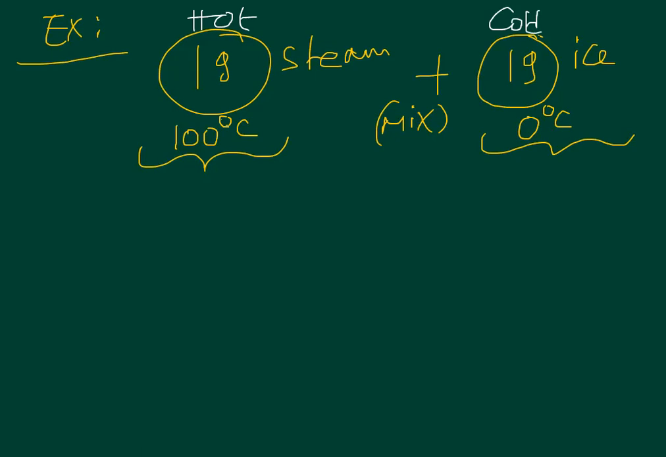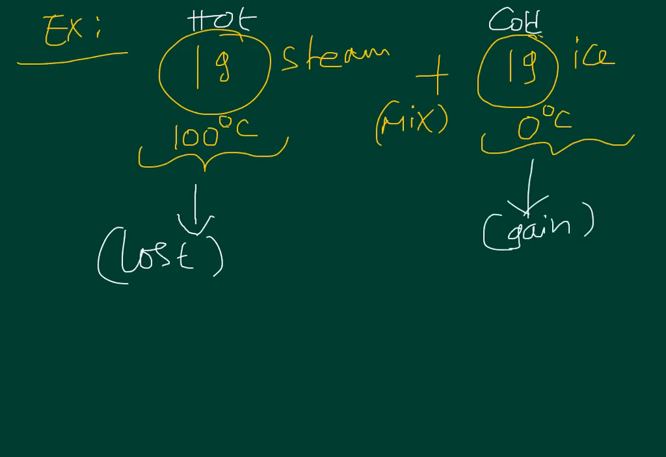Fine. Now what is going to happen here? The hot body will lose heat energy, and the cold body will gain heat energy. So let us take one step here. Here it loses heat energy, right? So heat is lost here, and heat is gained there. So let me take one step: 1 gram of steam.